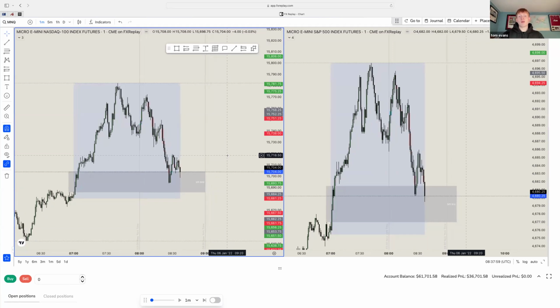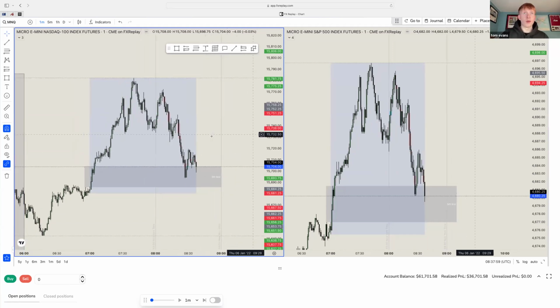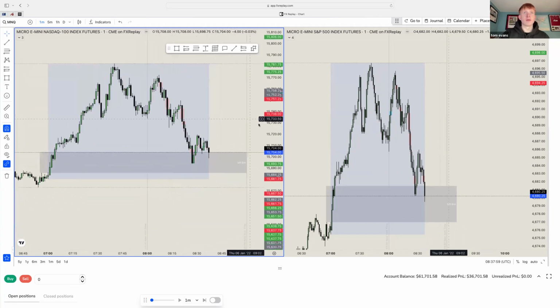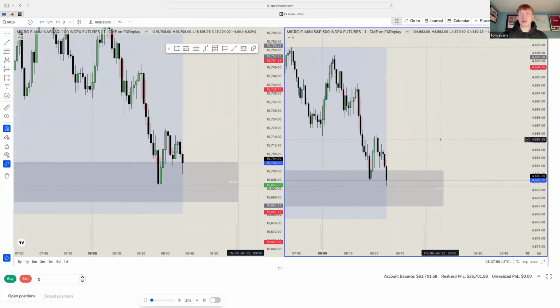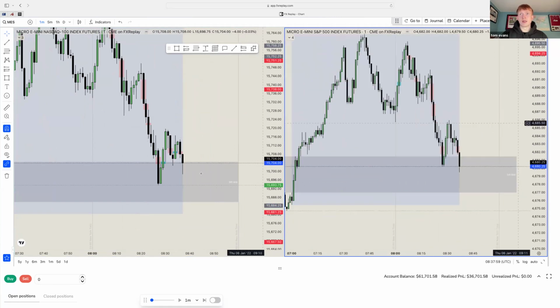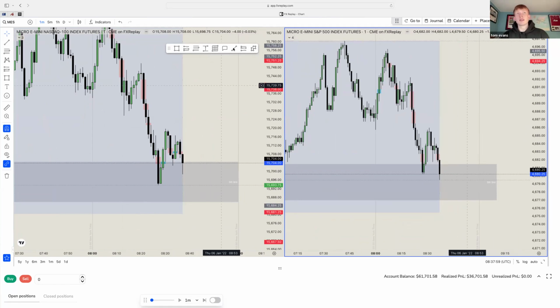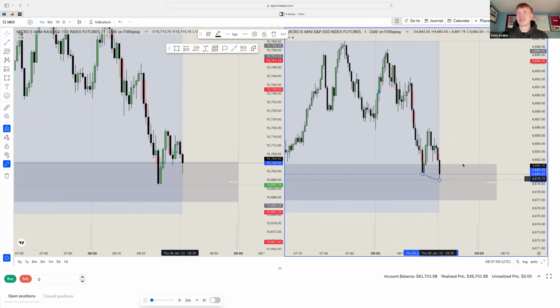So now what do we see? I'll make the chart a bit bigger. We have, in fact, an SMT. And why do we have an SMT? We have an SMT because the S&P has dropped below this low. It's just lagging. Give me 1 second. There we go. So there is our SMT.